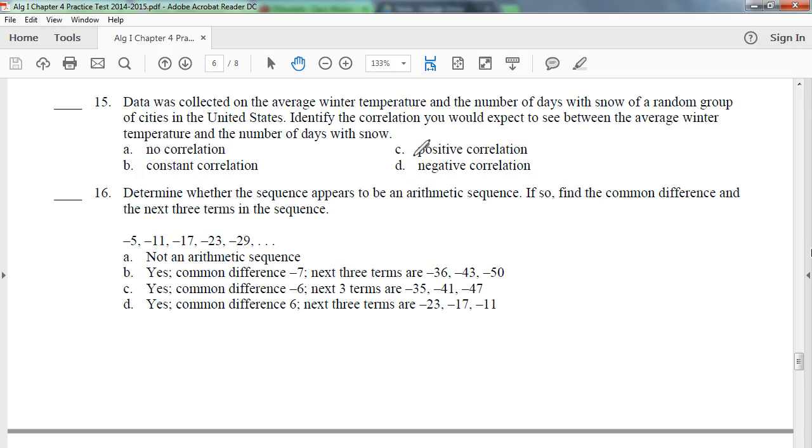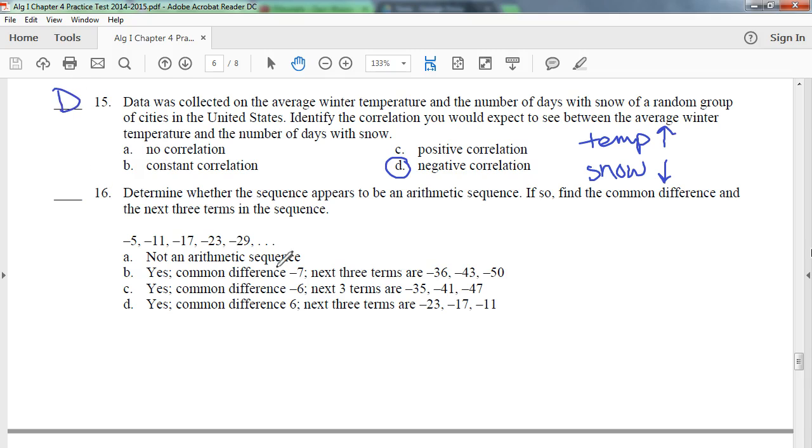Data was collected on the average winter temperature and the number of days with snow of a random group of cities in the United States. Identify the correlation you would expect to see between the average winter temperature and the number of days with snow. So we have to think: as the temperature goes up, would we expect to see more snow days or less? Hopefully you would realize that higher temperatures usually mean less snow. These are moving opposite directions. That would be a negative correlation. So 15 is D.